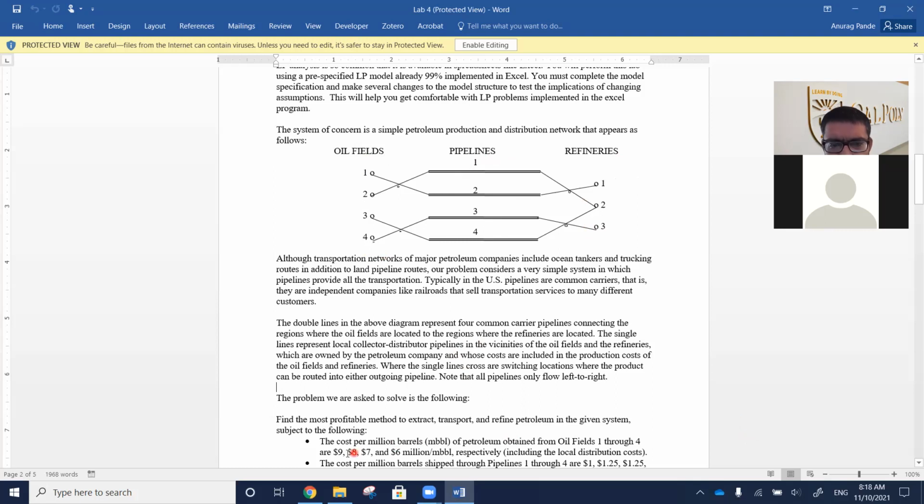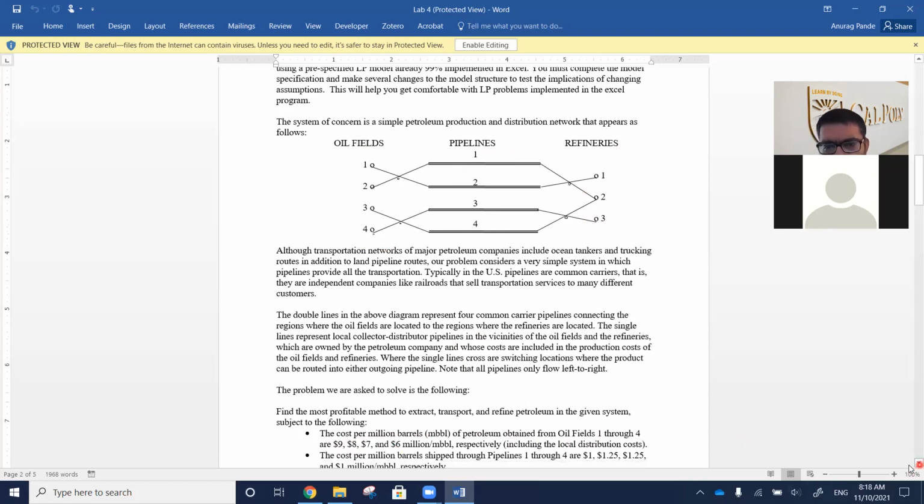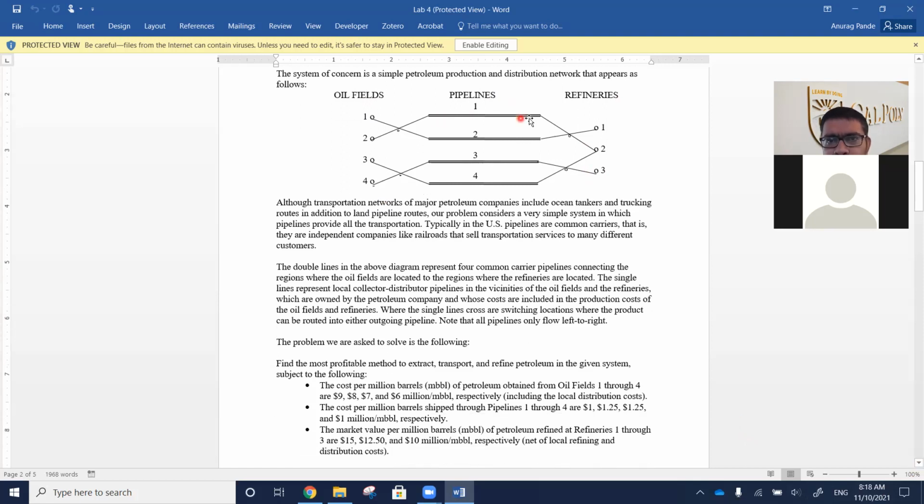And then obviously the cost per million barrel of petroleum obtained in oil fields 1 through 4 is 9, 8, 7, and 6 million per million barrel, including the local distribution cost. And then you're given some shipping cost. So whatever you ship through these pipelines, there is 1, 1.25, 1.25, and 1 million per million barrel.